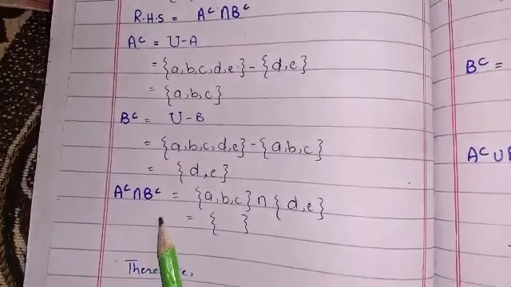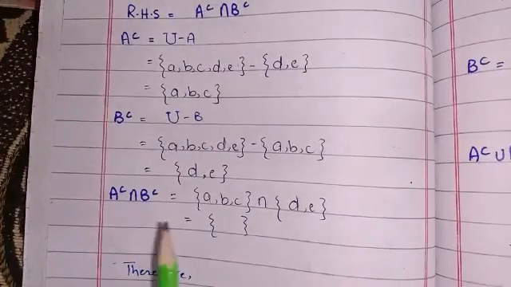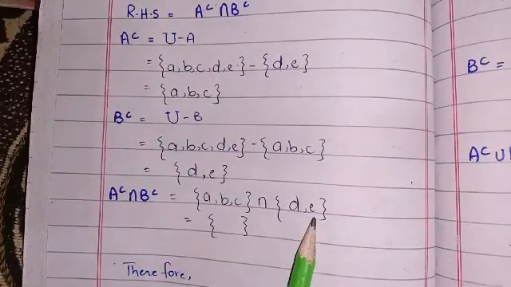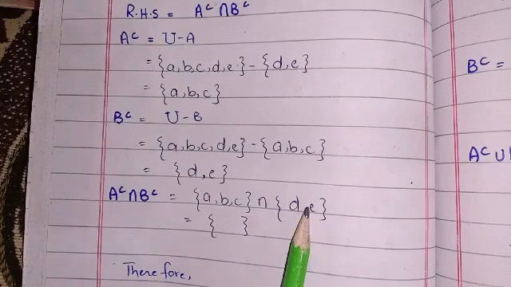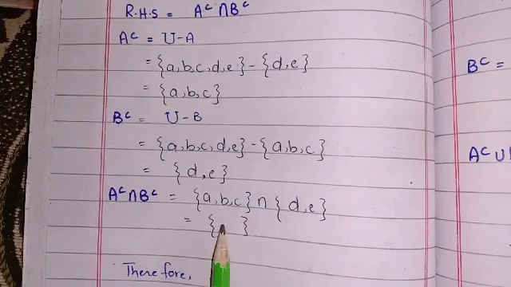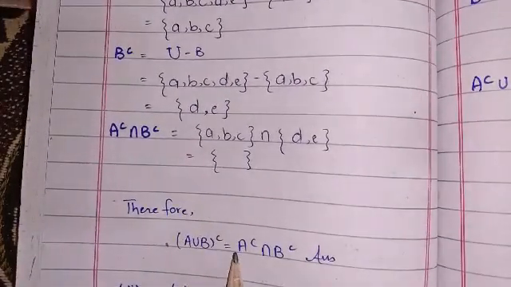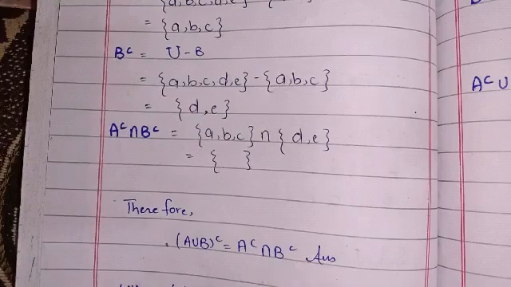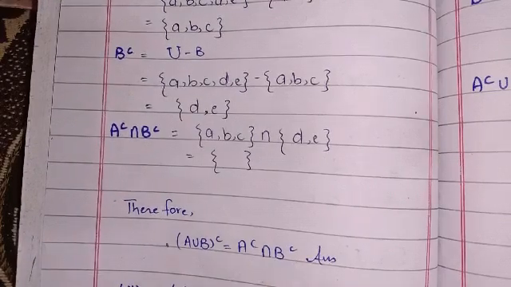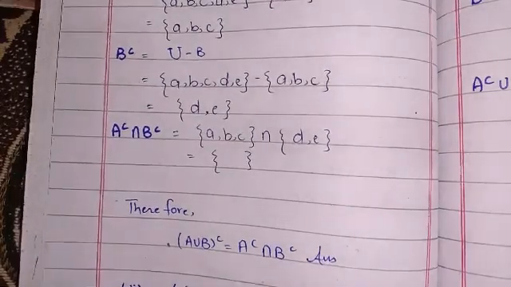Now students, we will take the intersection of A complement and B complement. Here is our A complement set and here is our B complement set. By taking the intersection, there is no common element in both sets, so the answer is the empty set. Therefore we will write (A union B) whole complement is equal to A complement intersection B complement, which is our answer. Now students, let's move towards our second law of De Morgan.